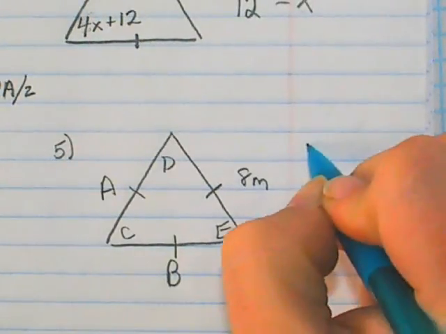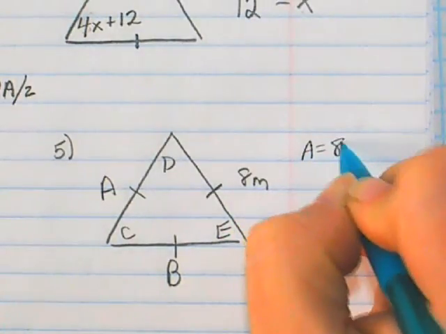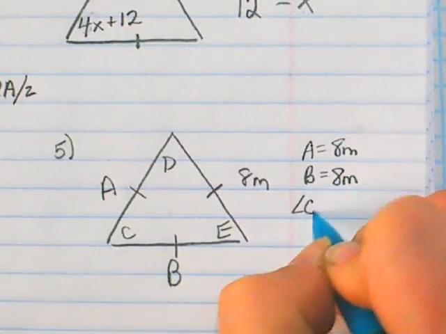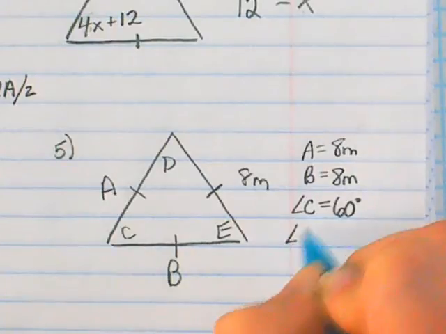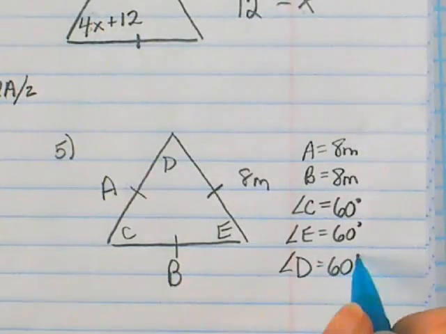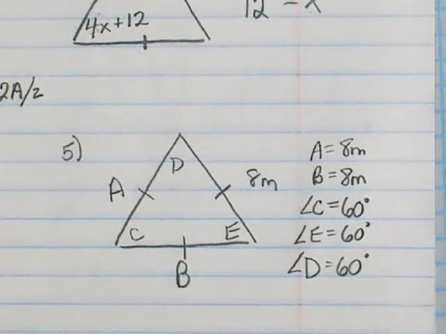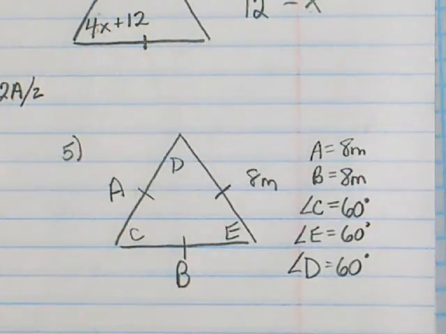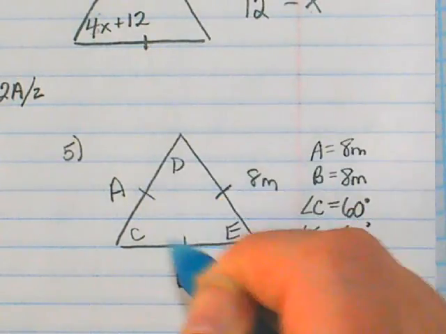You should have said side A is 8 meters, side B is also 8 meters, angle C 60 degrees, angle E 60 degrees, and angle D 60 degrees. Do you see why my angles are all 60 degrees? In an equilateral triangle, the angles are always the same. Do you understand why A and B are both 8 meters? In an equilateral triangle, all of the sides are the same length.